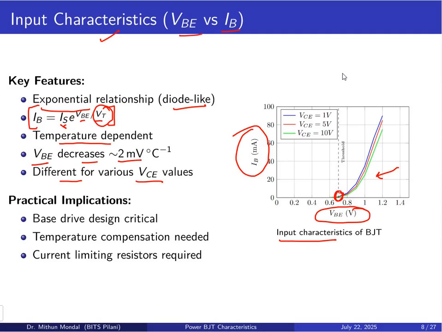So here you have the different waveforms for different values of the collector to emitter voltage. So collector to emitter voltage has to be fixed, and then you will be getting the base current for a particular base to emitter voltage. The practical implications of this design is basically the base drive design is critical here, and the temperature compensation will be needed, and a current limiting resistor is always required for the input characteristic. So these practical implications or practical needs have to be there in order to properly operate the network.